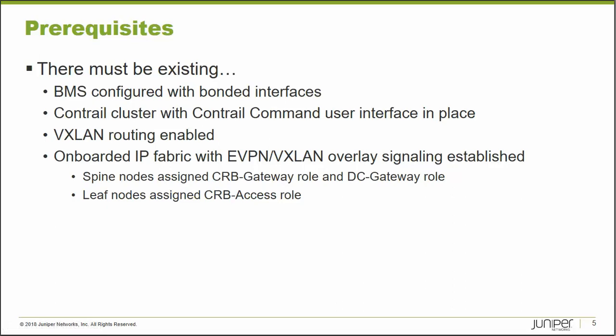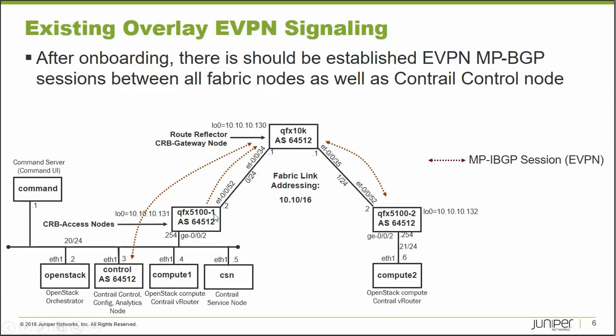So here's what we're going to have. Our current topology that we're about to work with looks like this. We've got an existing Contrail cluster, which are these 5 nodes down here. We have an OpenStack orchestrator node. We've got a Contrail control node. We've got 2 OpenStack compute / Contrail vRouter nodes, compute 1 and compute 2, and then we also have a CSN that can provide DHCP and DNS server services for any bare metal servers. And then we also have the command server, which hosts the Command UI.